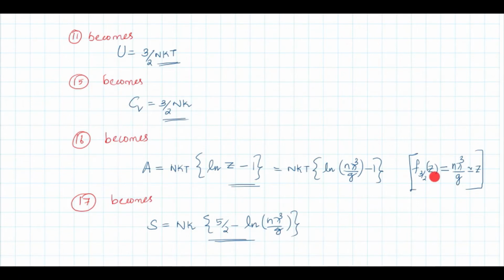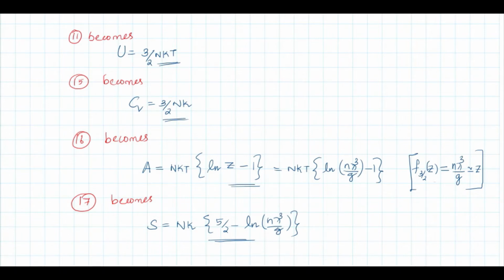But f3 by 2 z, that is n lambda cube by g, that is approximately z. That is the highly non-degenerate case. So you can write instead of z the value n lambda cube by g. So it is nkt log n lambda cube by g minus 1. S is entropy. S is nk into 5 by 2 minus log z, and z becomes n lambda cube by g. So this was our aim.